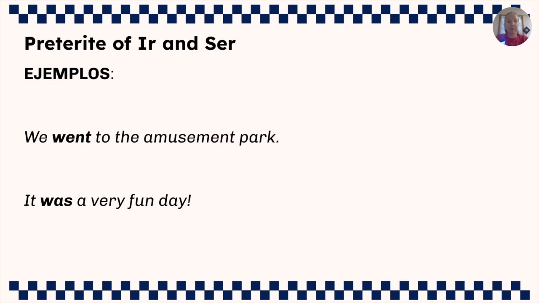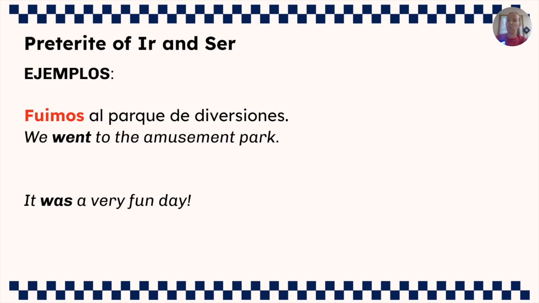So we have two examples here using ir and ser. We're going to do the first one together. So we went to the amusement park. Fuimos al parque de diversiones. On the English side, we know we're going to use fuimos because the sentence says we went. So we're using the nosotros form.